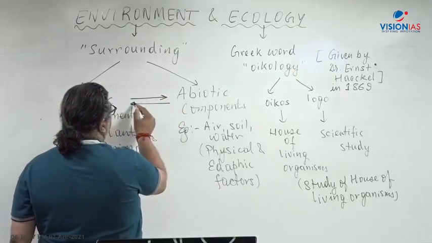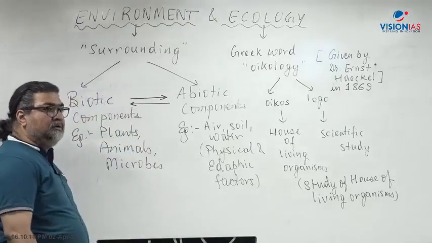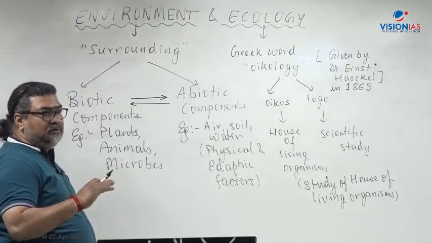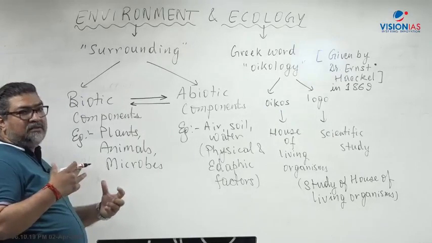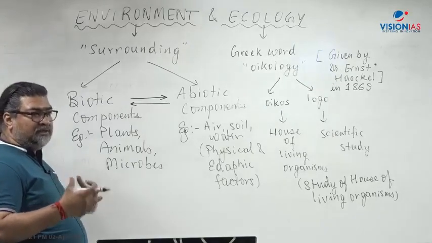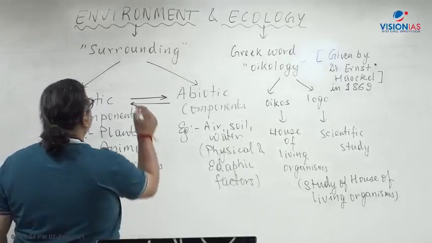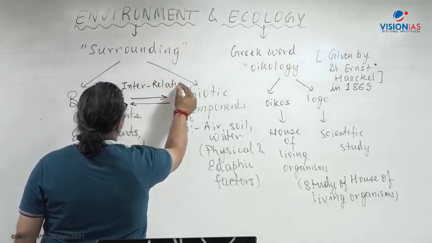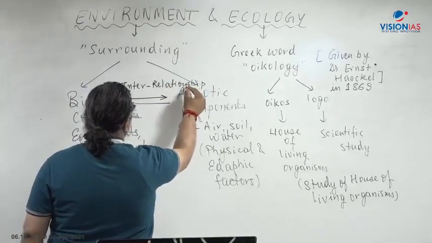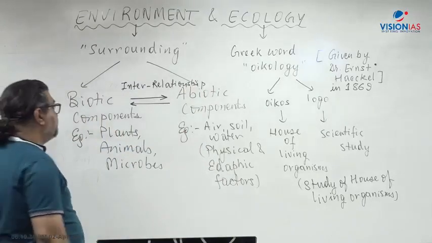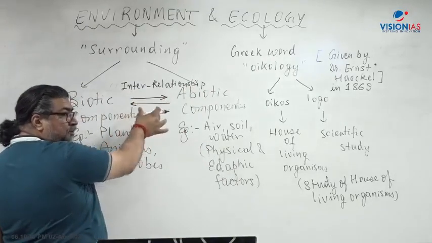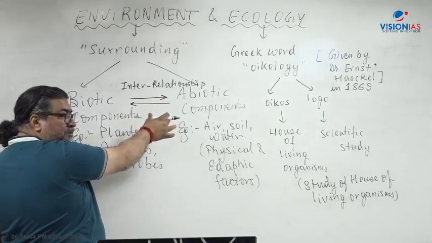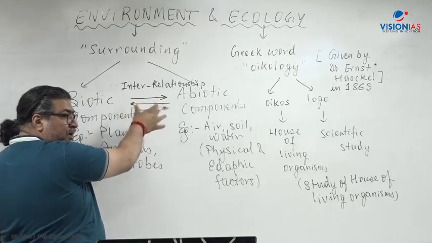when you talk of the living and non-living parts of the environment, they are not static, not separate. They are interconnected. There is an exchange of energy and matter, there is interrelationship happening. So there is interdependence. Now this interrelationship and interdependence between the living components, biotic factors, and non-living components, abiotic factors, are studied under the subject of ecology.